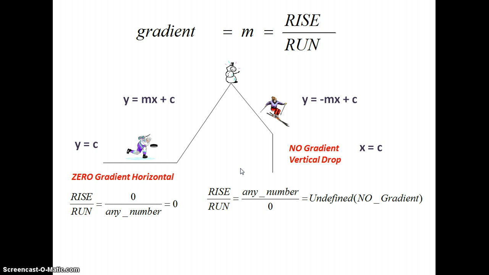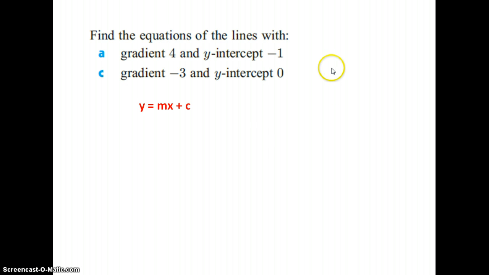Okay, so now let's continue with our mini lesson. Our mini lesson is about finding the equation of the line when you're given a gradient and the y-intercept. Now remember that you are always using this form, the gradient and y-intercept form. So it should look like y is equal to mx plus c. Okay, so let's try letter A here.